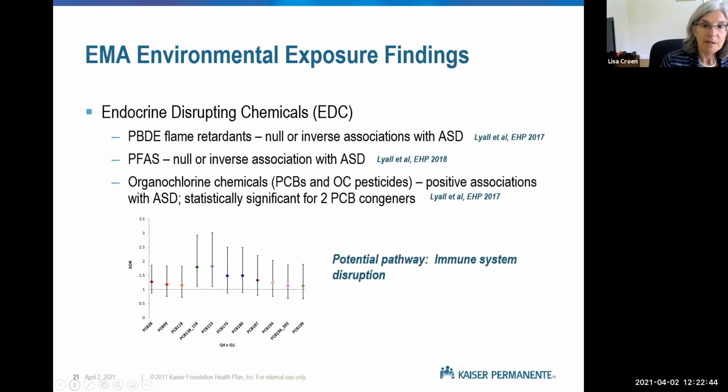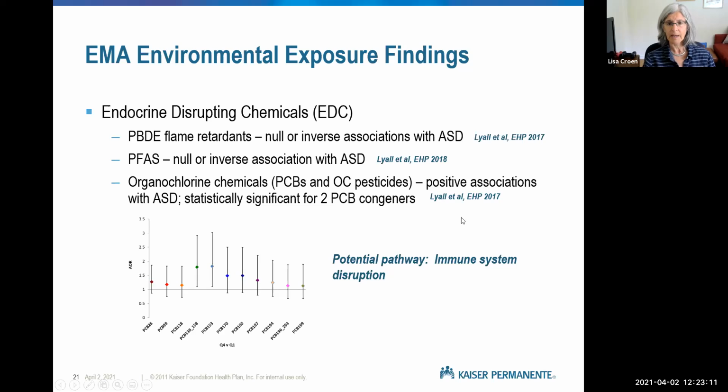Looking at some of the environmental exposures, and I'll tie it into the immune system in a minute. We were able to measure in the maternal blood samples, serum samples, PBDE flame retardants, PFAS, and also several organochlorine chemicals, the PCBs and organochlorine pesticides. And this has all been published.